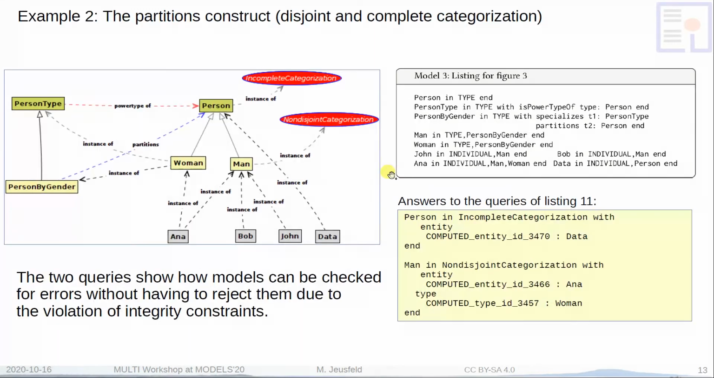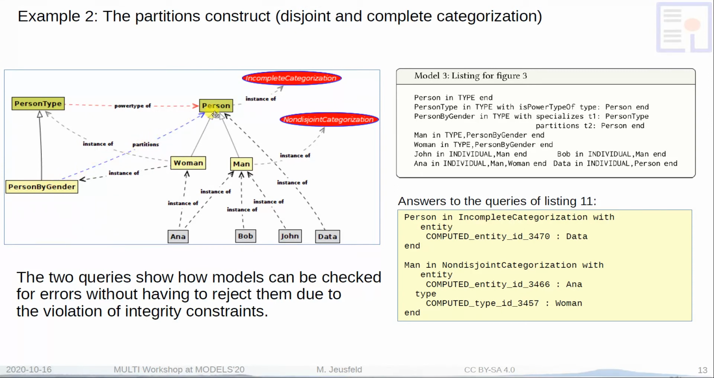Let's see an example here. So person is an incomplete categorization because there is this instance here, data, that is not falling into these two subclasses. So data is not an instance of man or woman. So this is an example of incomplete categorization. And non-disjointness is because Anna here is declared to be both an instance of man and woman, so this is not disjoint.